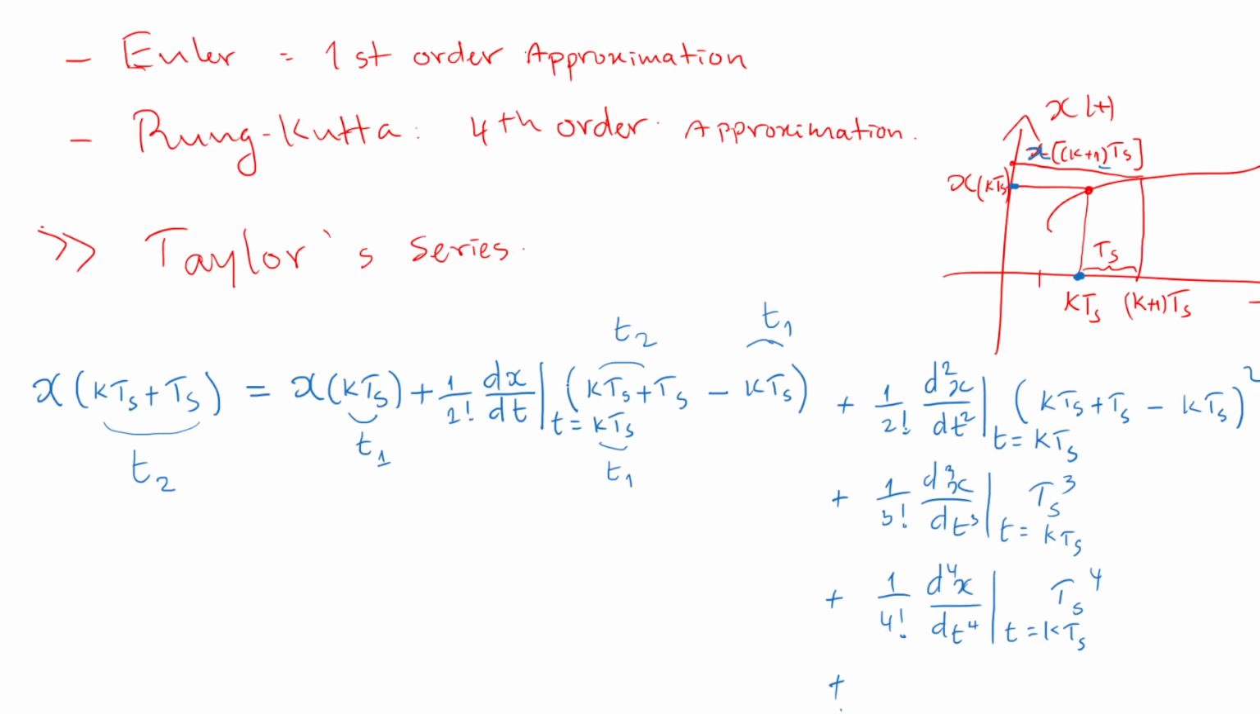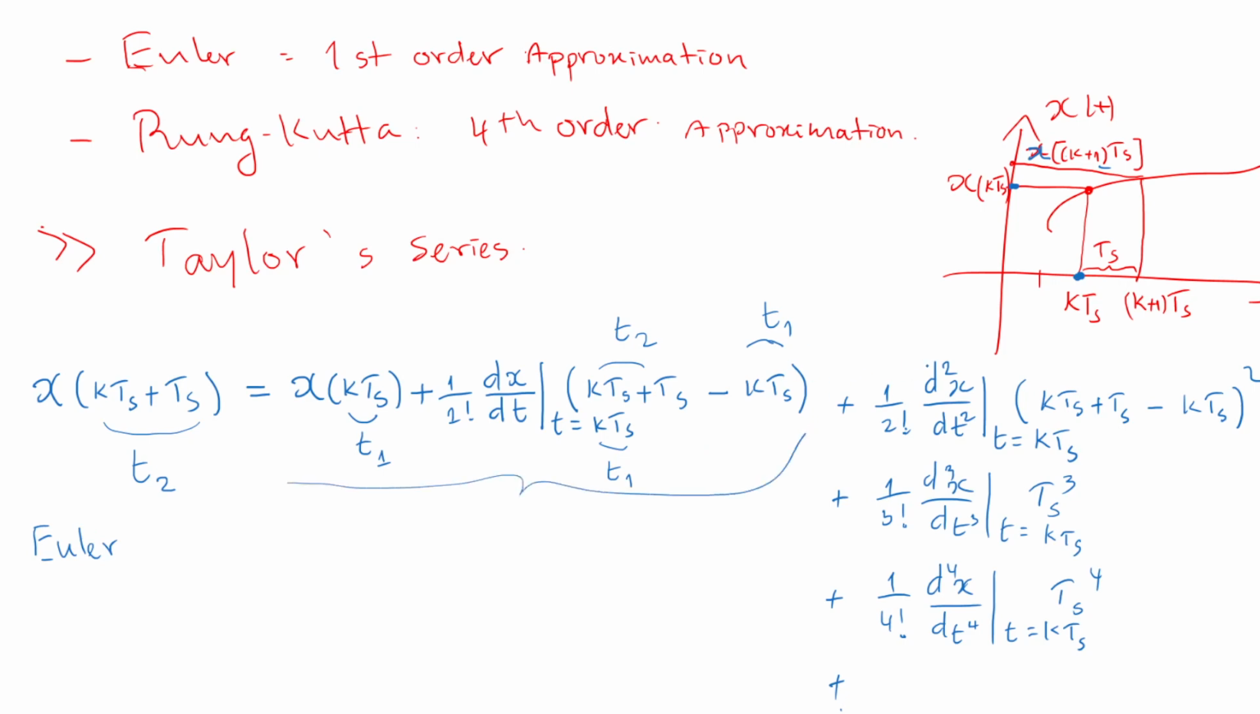Then you do approximation, which means you truncate some, you just take some significant terms and truncate the other terms. So for example, in the Euler method, you truncate only here. You only choose here.